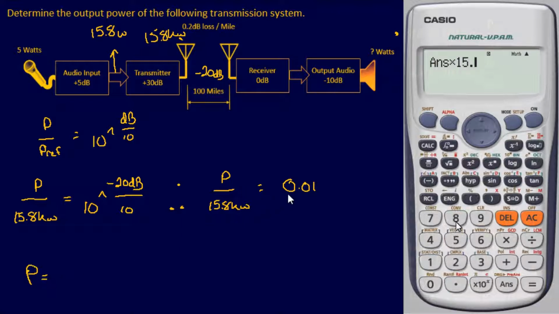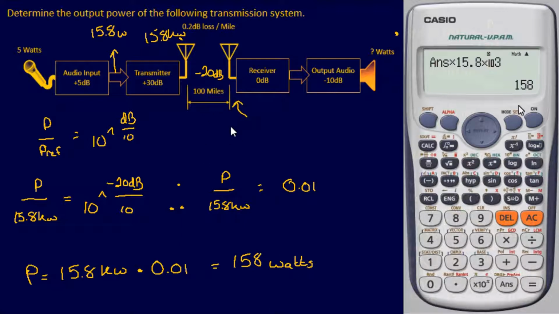And if you multiply those together, and I'll bring it down here, so it's going to be P equals, and again, we're going to multiply these two together, which is 15.8 kilowatts times 0.01 equals 158 watts. So right there at this antenna, it has received 158 watts.